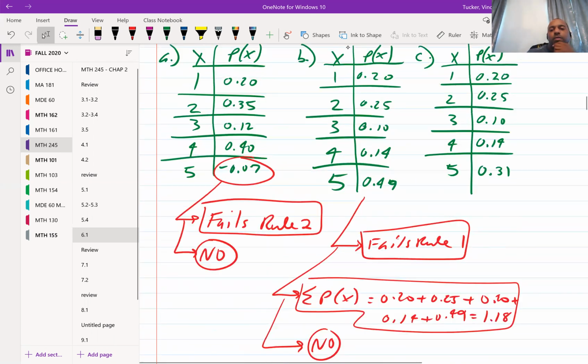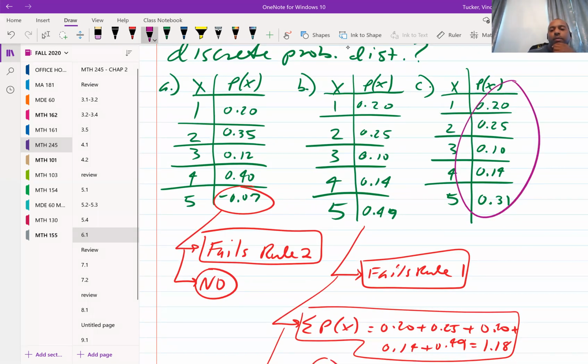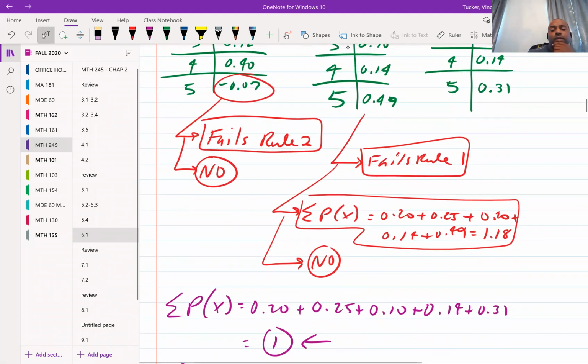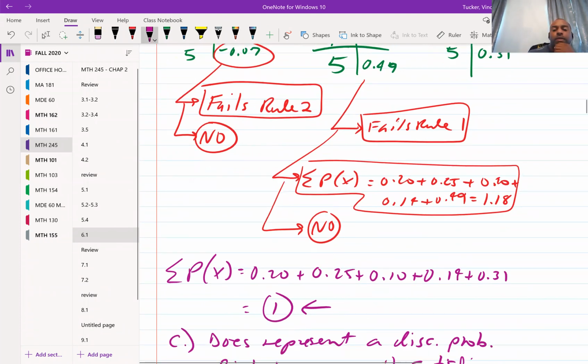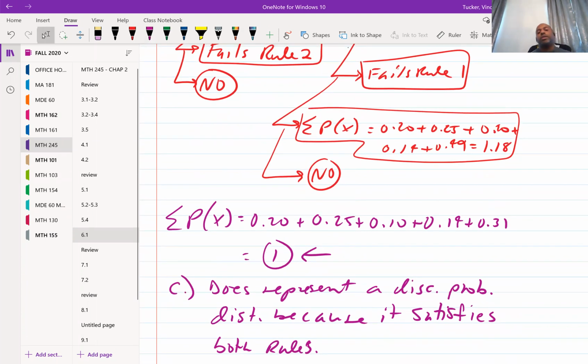So with C, we see that each one of them is between 0 and 1 as far as the probabilities are concerned. Then you have to add them up to see if they give you 1, and we see right here that they do. So C does represent a discrete probability distribution because it satisfies both rules. Any questions?